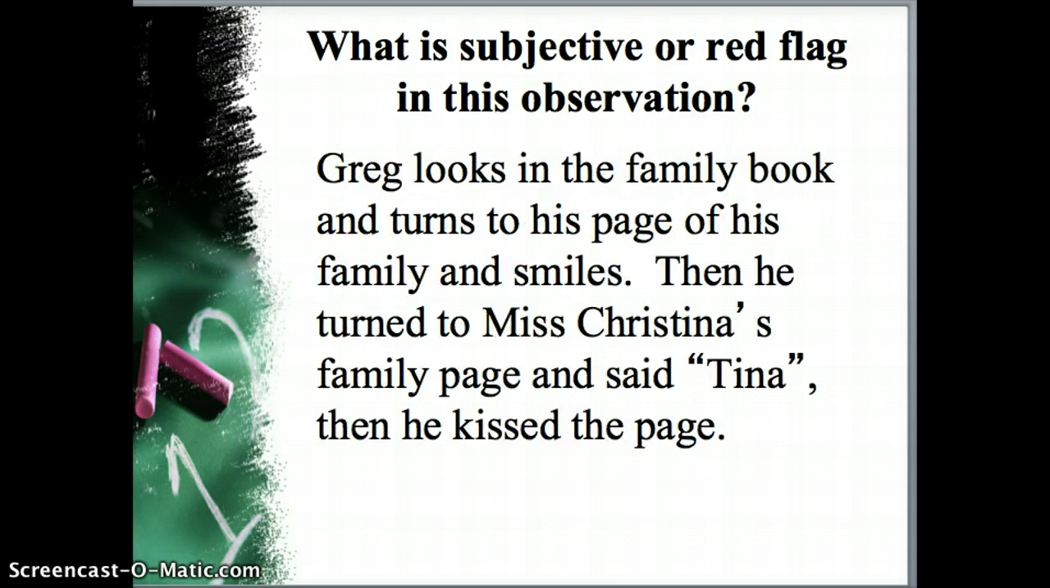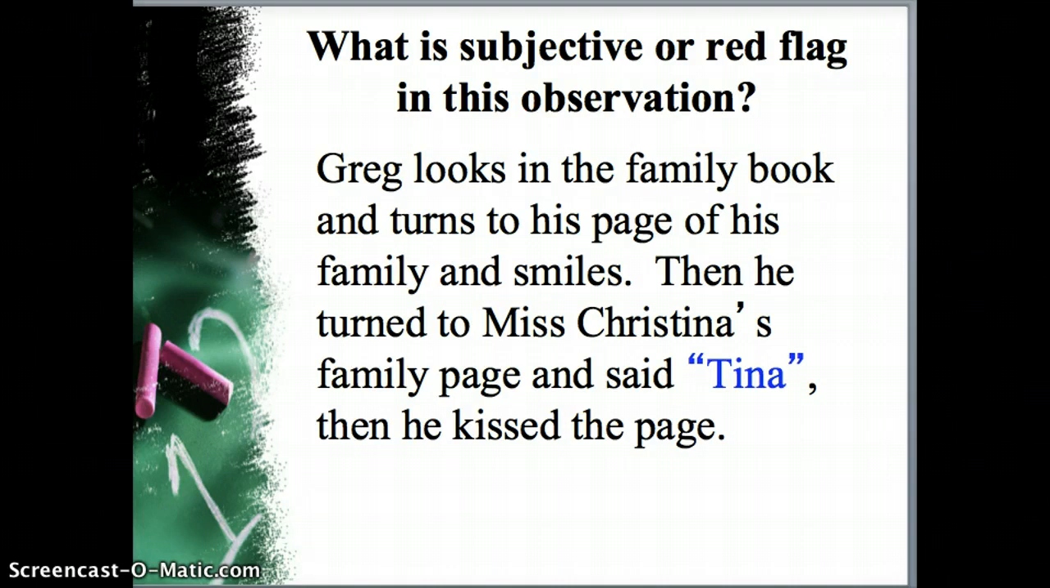Let's look at one more observation. Greg looks in the family book and turns to his page of his family and smiles. Then he turns to Miss Christina's family page and says, "Tina." Then he kisses the page. So what are some red flag words that we might want to take out of this one?